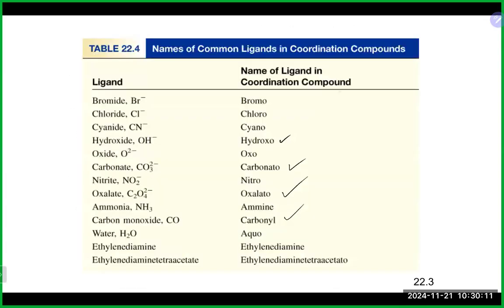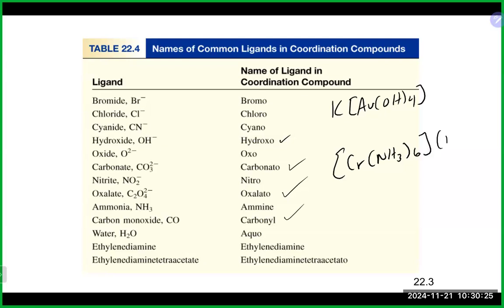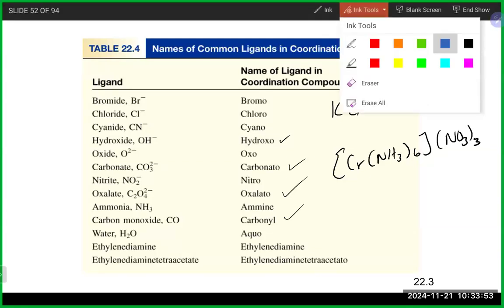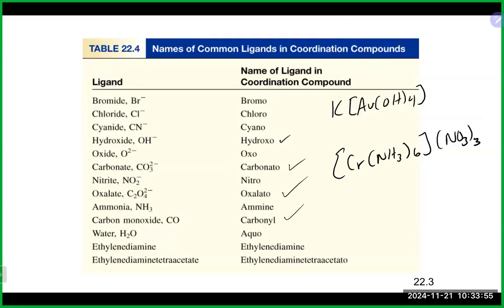So we have K[Au(OH)4]. And then we had [Cr(NH3)6](NO3)3, I believe. All right. So why don't you give it a try first, see what you're doing and what we should be doing on these. So first off, we did this earlier.